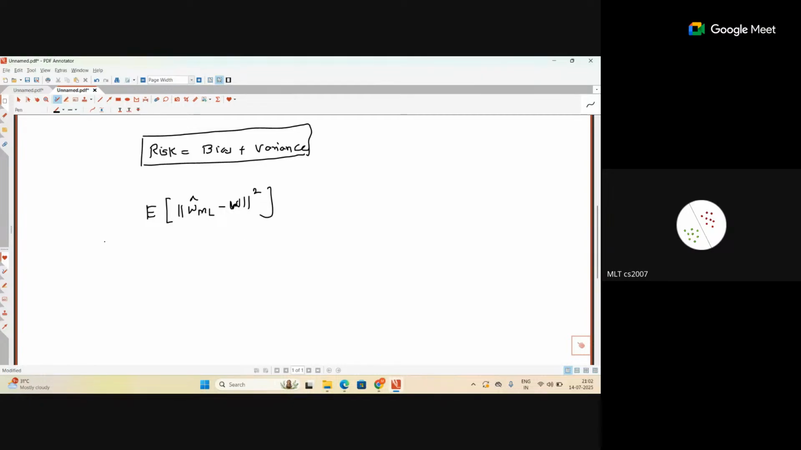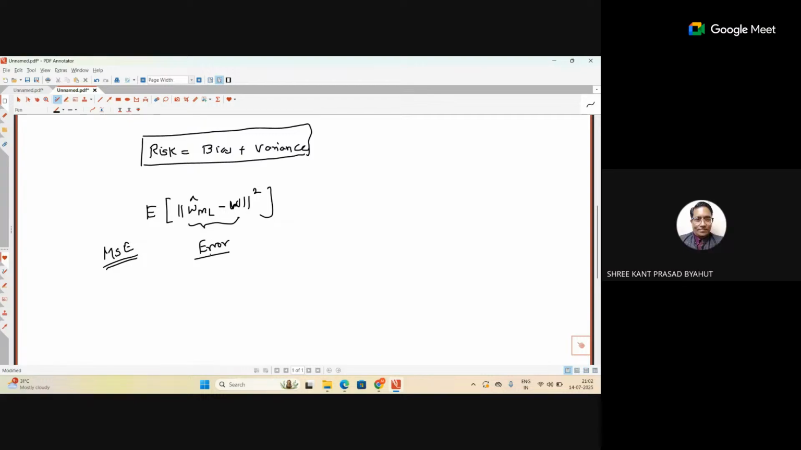This is called mean squared error. Expectation of the error. Mean squared error is called that because the expectation of the error is the mean, generally we call it mean, right? And this is a squared error. So what is this error here? Is this the error between the true label and the predicted label?